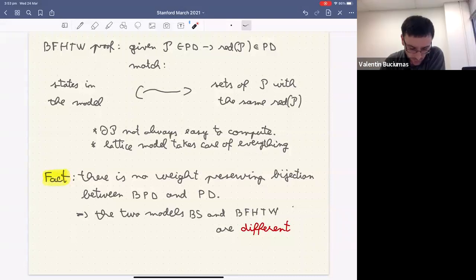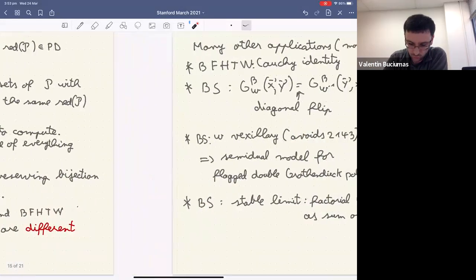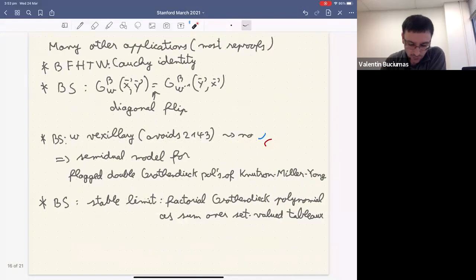Okay, so I'm running out of time, so let's see what we can do here. What I've talked about so far has been two applications of our lattice model that are very easy to see and to explain. But in fact, there are many applications, and most of these applications will just be reproofs.